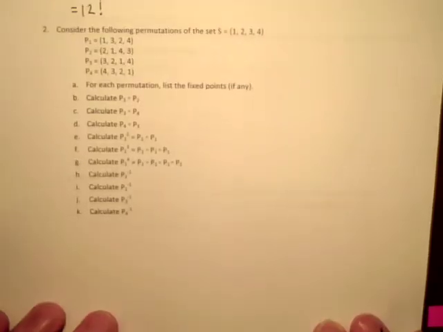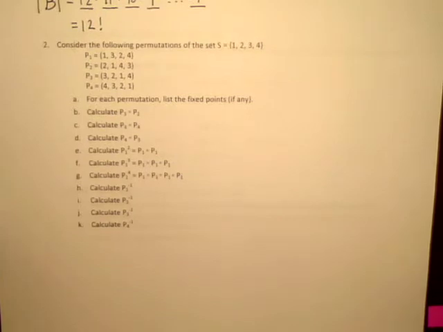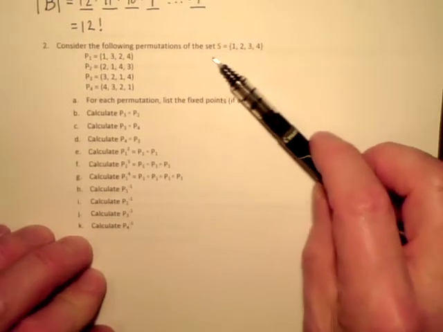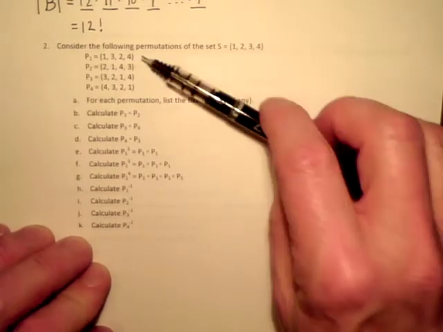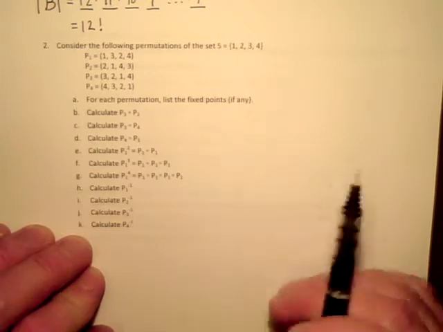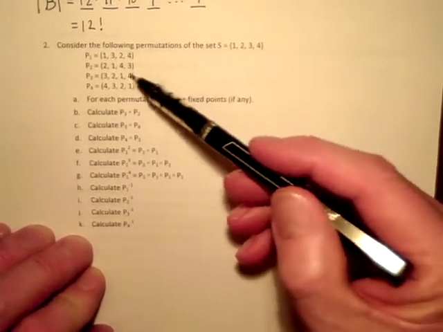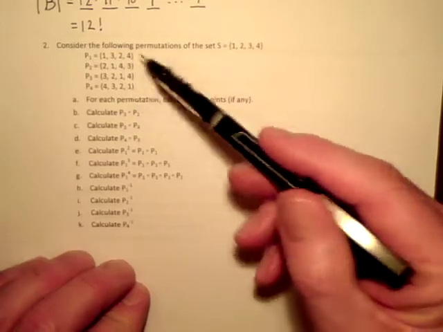Let's see if I can do another problem here. Here's problem number 2 on this worksheet. It says, consider the following permutations of the set S. S is the set 1, 2, 3, 4. And I've got these permutations here: permutation P1, P2, P3, and P4. And you can see that there are rearrangements of those numbers. And so you can see that it's 1 to 1 and onto.